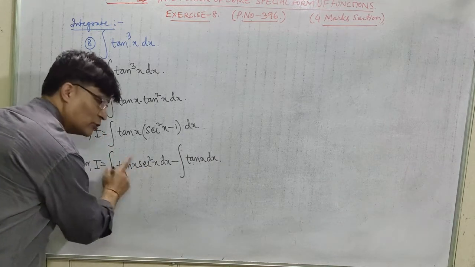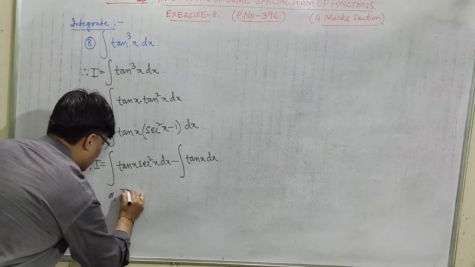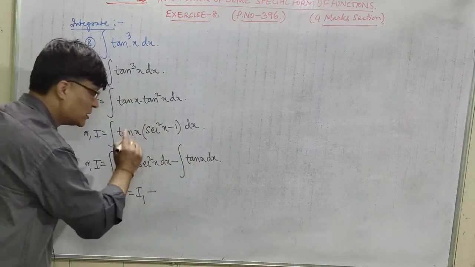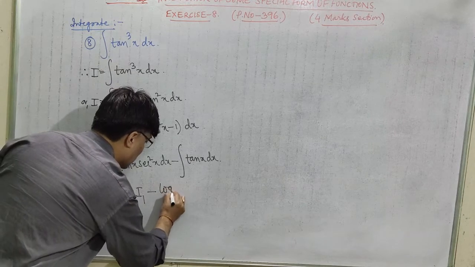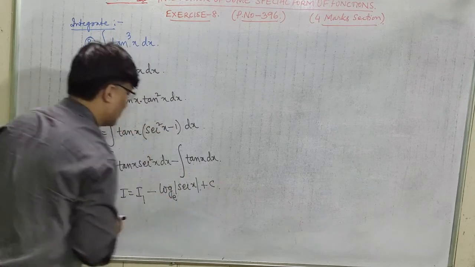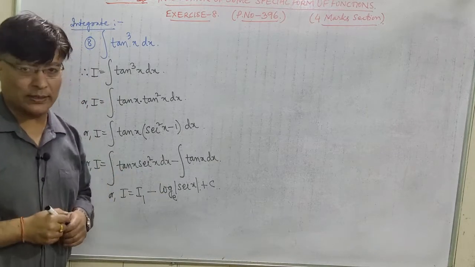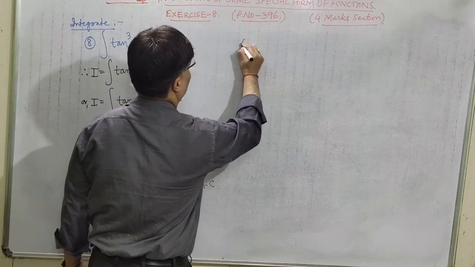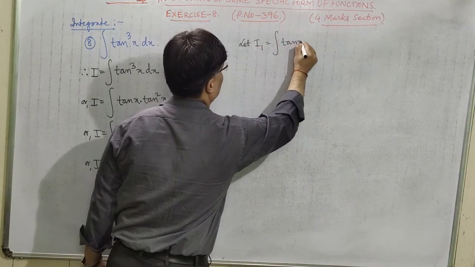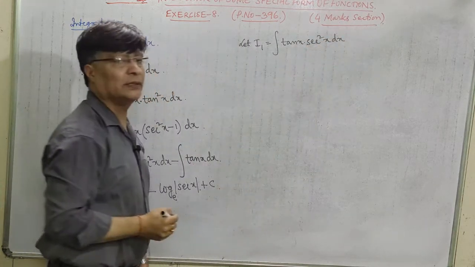So here in this case you have to do the method of substitution, because the differentiation of tan x is sec square x. Let us mark it as I1. I is equal to I1 minus, you can easily integrate it. What is integration of tan x? It is log within mod sec x, the base is e, then you can write plus c. So now let us evaluate this I1. Let I1 is equal to integration of, this is tan x into sec square x dx, right?